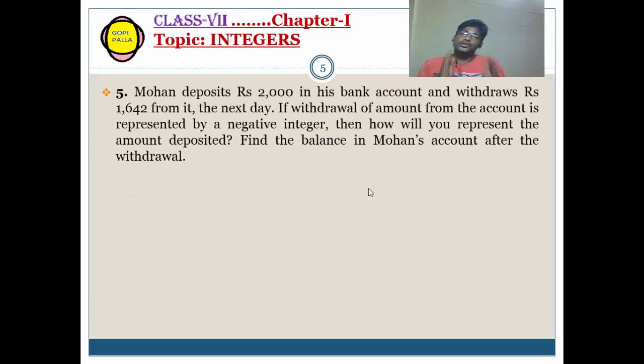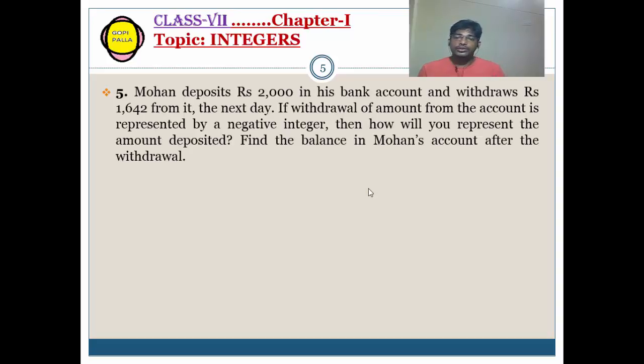So next, fifth question. Mohan deposits 2000 rupees in a bank account. He has deposited 2000 rupees and withdraws 1642 from it in the next step. So he has withdrawn money. If withdrawal of the amount from the account is represented by a negative integer, then how will you represent the amount deposited? Find the balance in Mohan's account after the withdrawal.